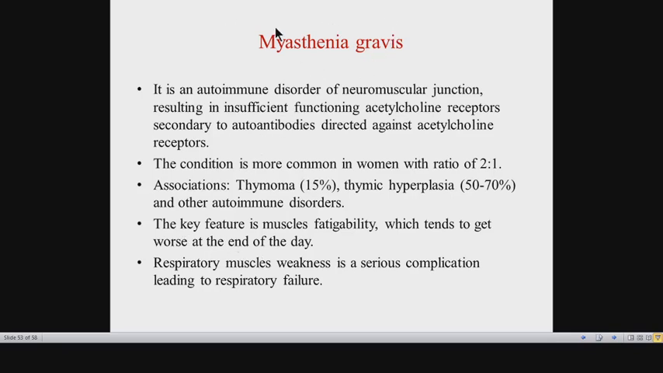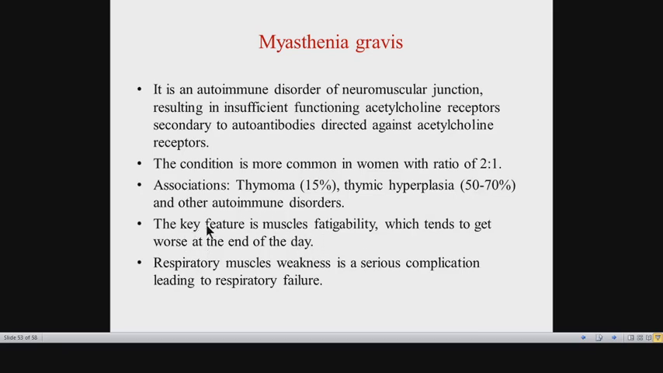The key feature of myasthenia gravis is muscle fatigue, muscle fatigability, and weakness. We said myasthenia gravis means grave muscle weakness. The main feature is muscle weakness. Actually, sometimes it can be described as fatigability rather than weakness. And this fatigability and muscle weakness in myasthenia gravis tends to get worse at the end of the day.